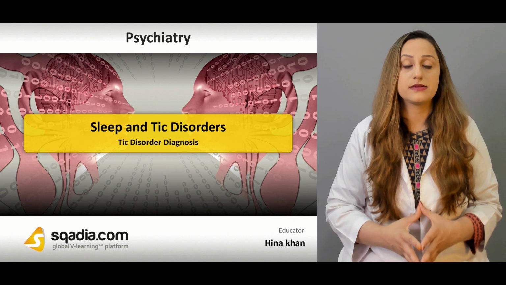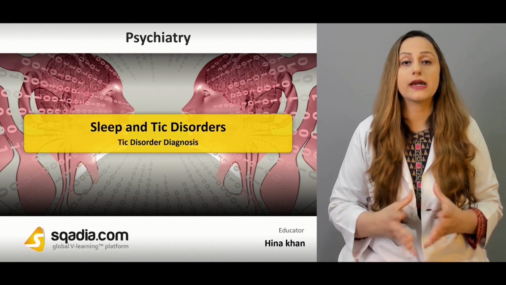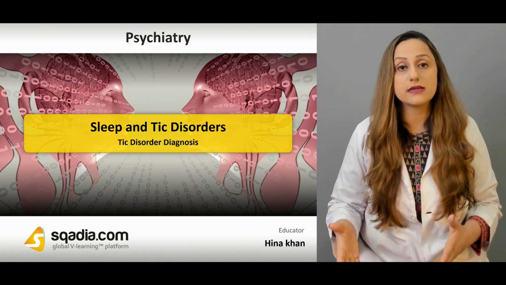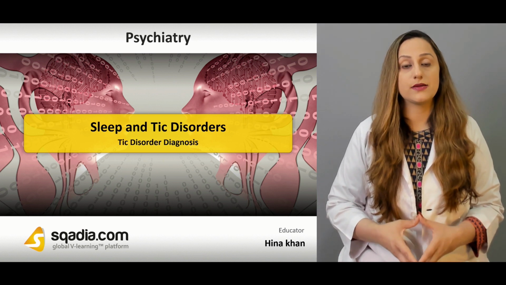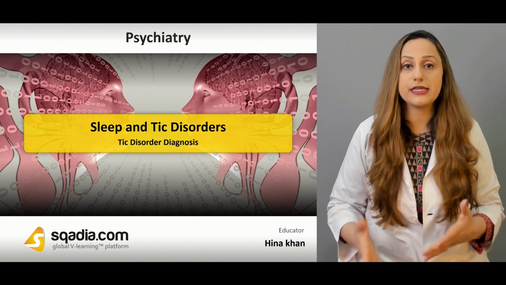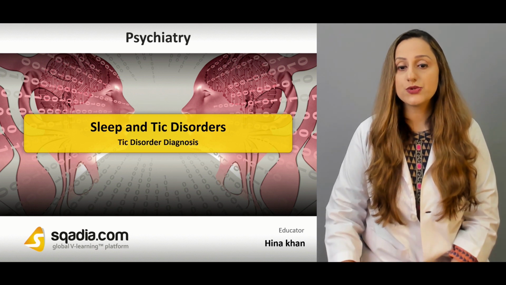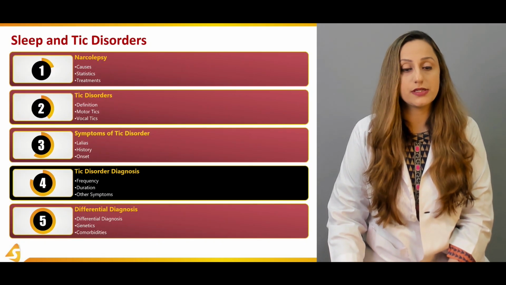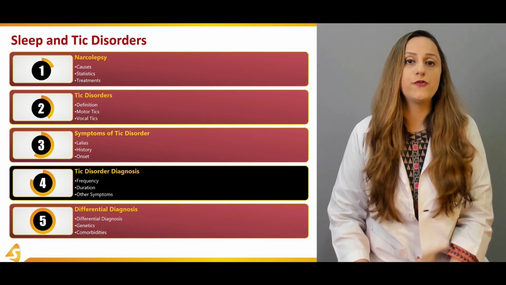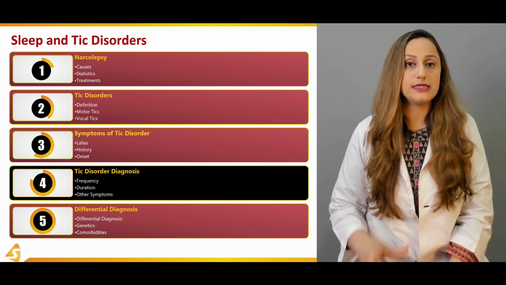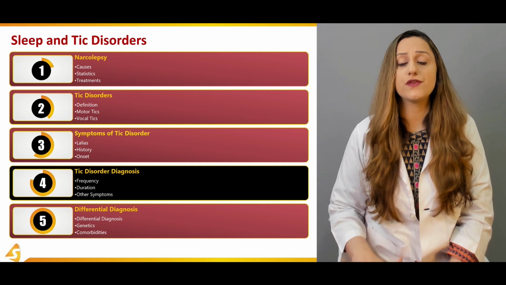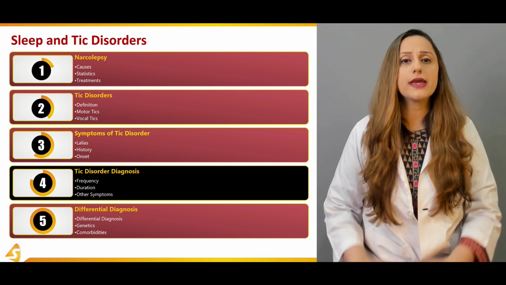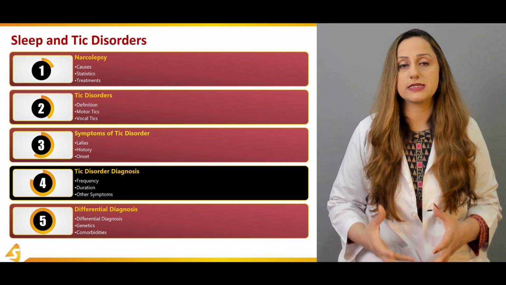Either he's suffering from coprolalia, echolalia, copropraxia, or echopraxia, in which the person follows mirror-imaging, imitating techniques. So these are the different diagnostic criteria that we'll be discussing here. Along with that, we'll be focusing on the frequency of these tic disorders. The epidemiology of any psychiatric condition is very important to know, just to understand how prevalent it is in society.